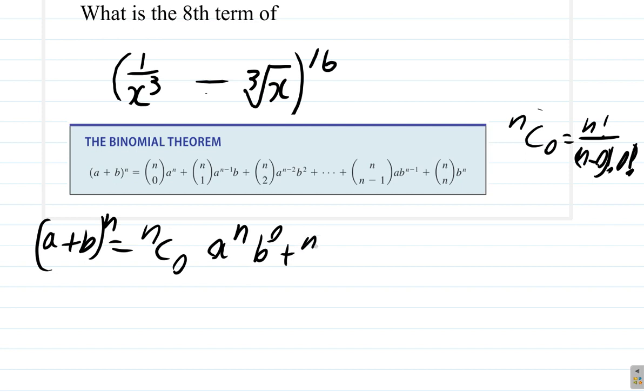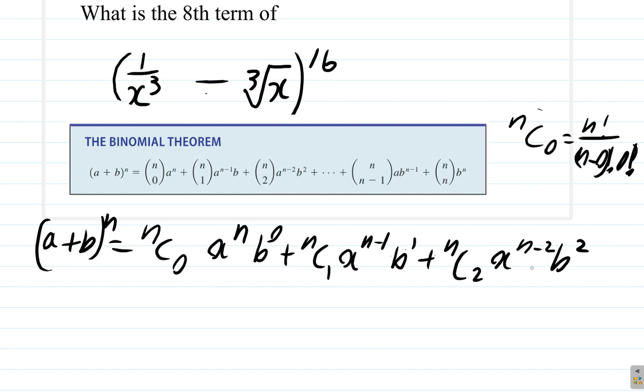Plus nC1, a to the n minus 1, b to the 1, plus nC2, a to the n minus 2, b to the 2, and so on and so forth. You notice the powers of b and a always add up to n. So n minus 2 plus 2 is the same as n, right? Example.